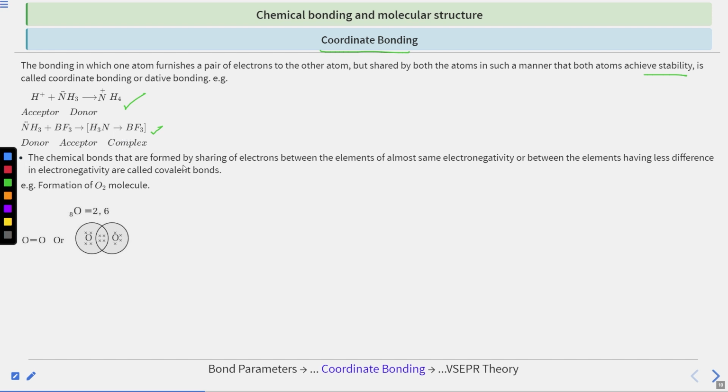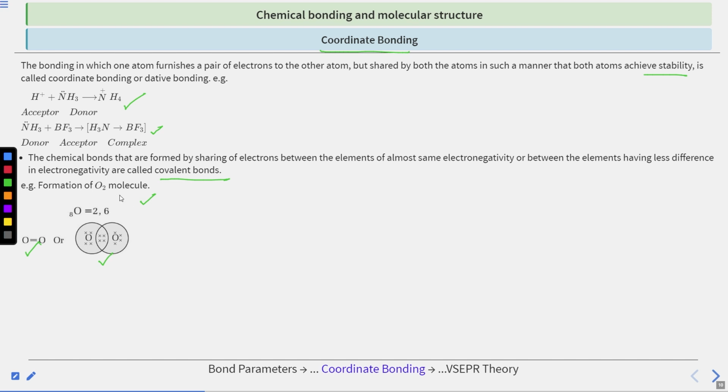The chemical bonds that are formed by sharing of electrons between elements of almost the same electronegativity, or between elements having a small difference in electronegativity, are called covalent bonds, right? For example, the formation of the O2 molecule. So this is the O2 molecule. You can see the layer structure of the O2 molecule.